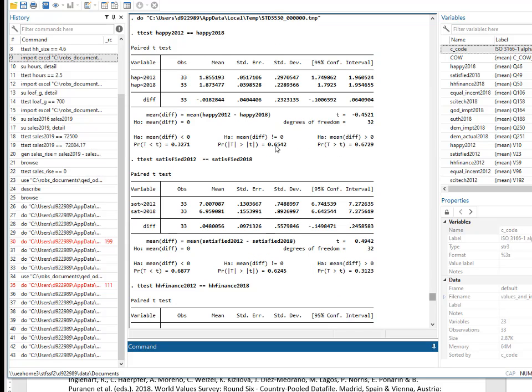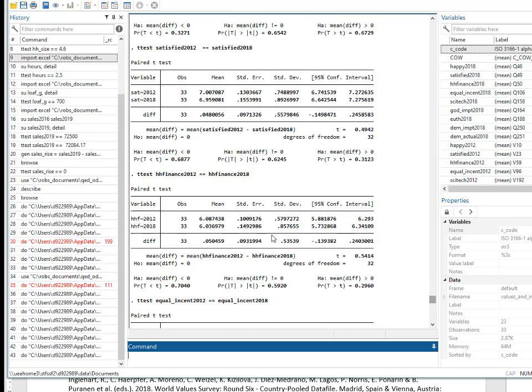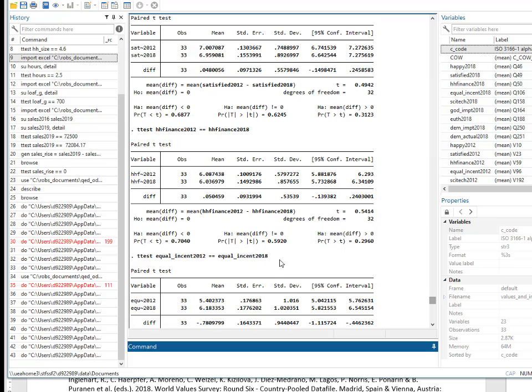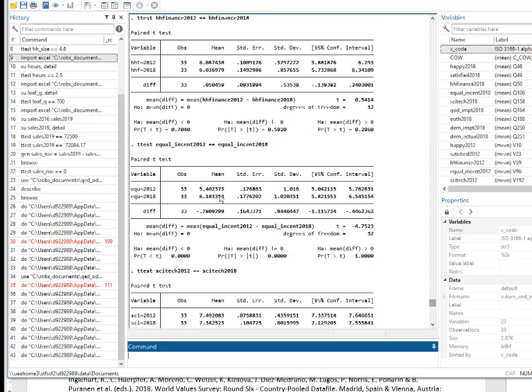So for happiness, not significant. For satisfied as well, no difference. 62% chance of getting a difference that big, so it could just be random. For household finances, it's down here, almost 60% again, so no evidence here at all that people are more or less positive about household finances. Equality. Now here we get something different.